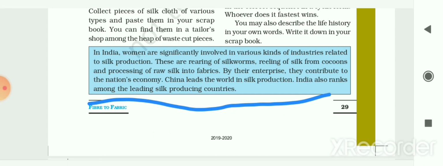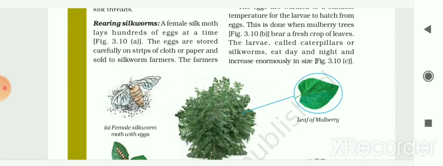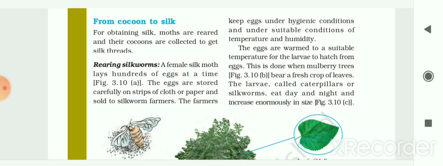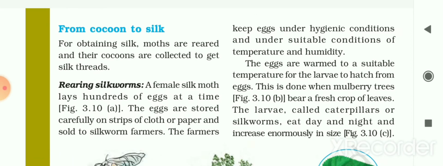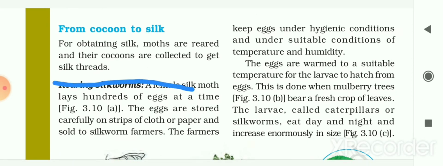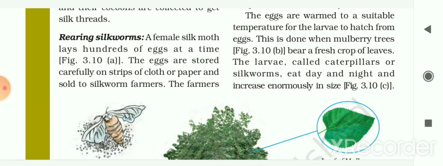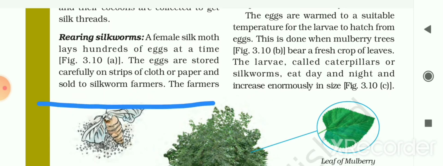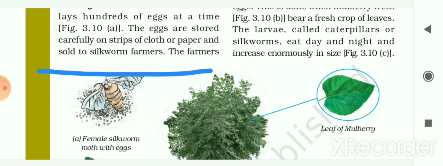So now we will see how the rearing of silkworms occurs in sericulture. So, from cocoon to silk. For obtaining silk, moths are reared and their cocoons are collected to get silk threads. So, rearing silkworms. The process is given to you. A female silk moth lays hundreds of eggs at a time. The eggs are stored carefully on strips of cloth or paper and sold to silkworm farmers. Here in the figure, the female silk moth with eggs is shown to you.